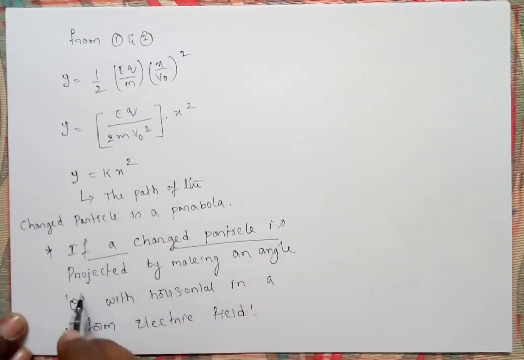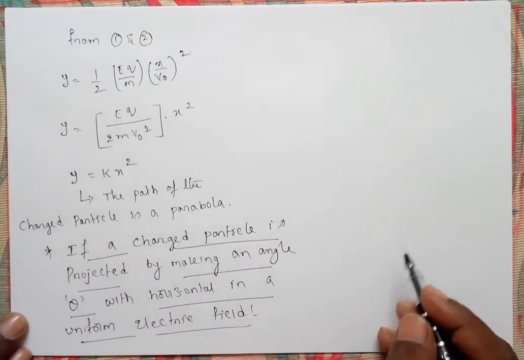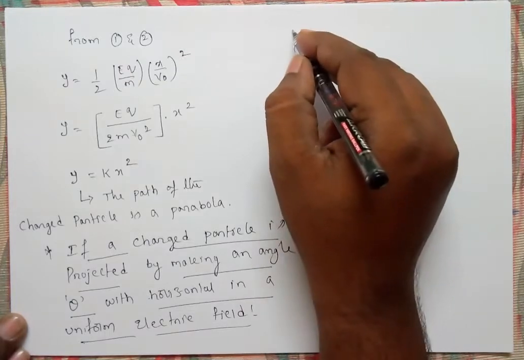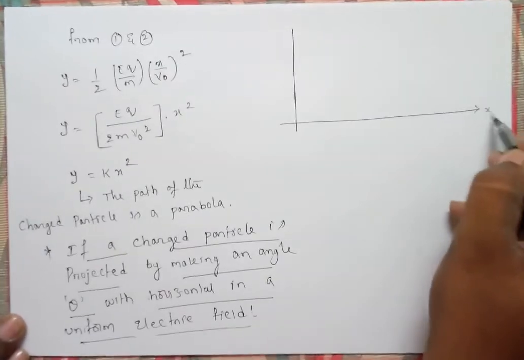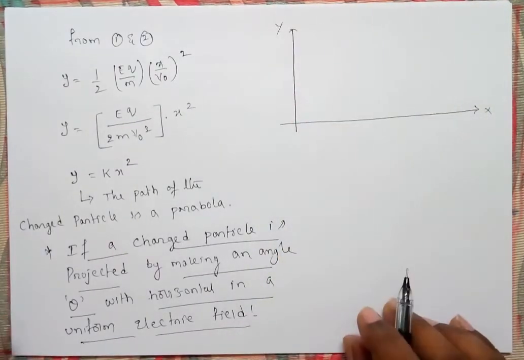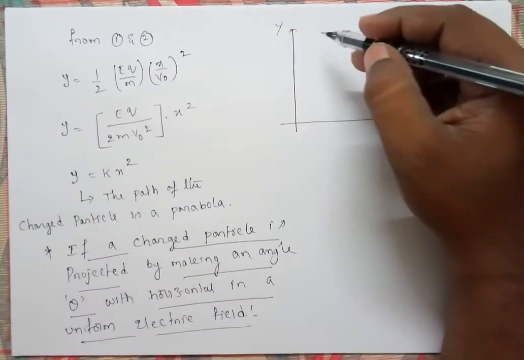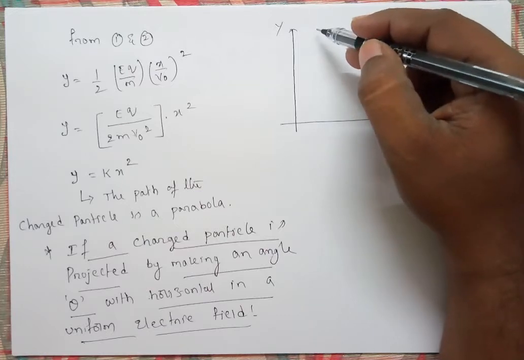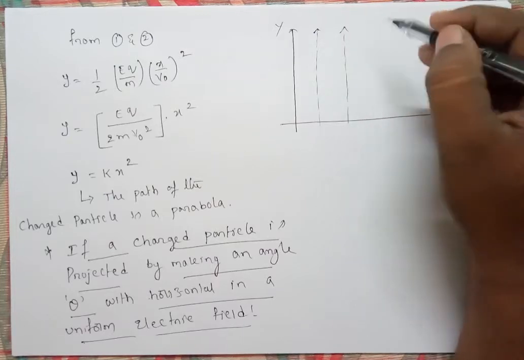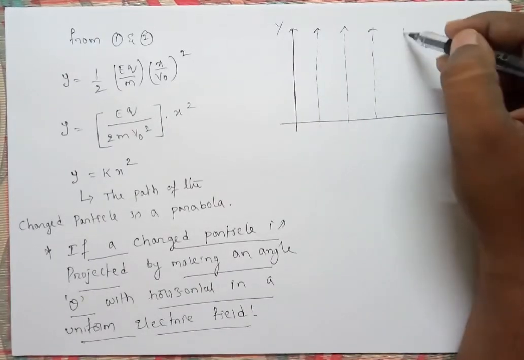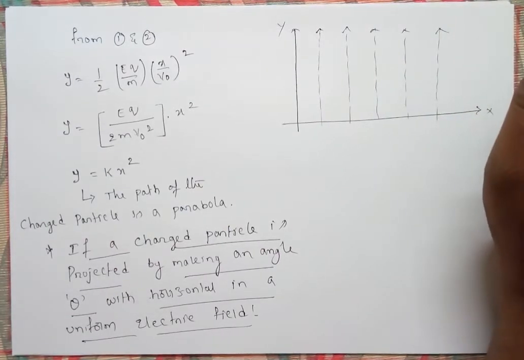So if a charged particle is projected by making an angle theta with the horizontal in a uniform electric field, let us see. You take this as the x and y axis. Now we have a uniform electric field upwards. Let us take the uniform electric field as upwards. This is the uniform electric field. So in this uniform electric field, we are projecting a charged particle by making an angle theta.